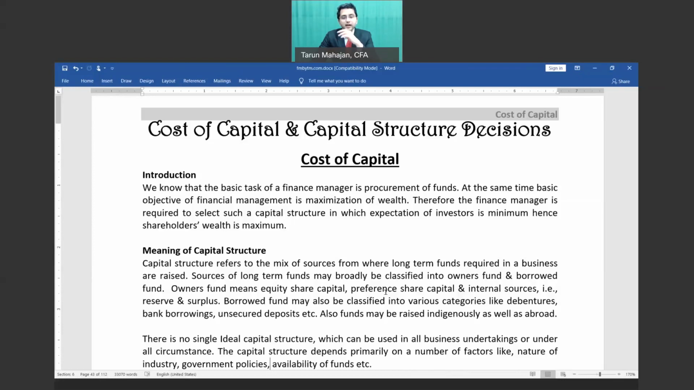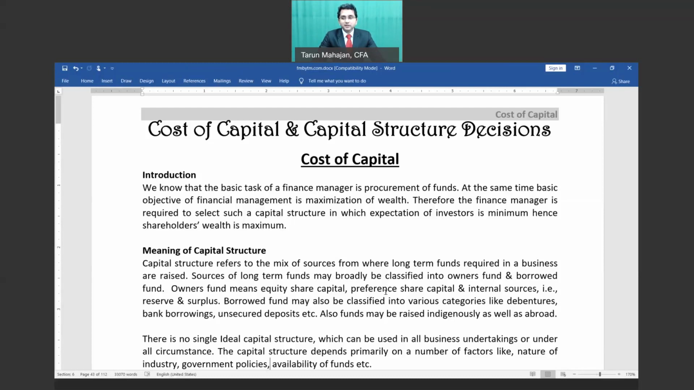Say I procure the entire amount of 10 lakh from equity shares. That is one capital structure. Or 5 lakh rupees of equity and 5 lakh rupees of debt. That is the second capital structure. Or say 4 lakh rupees of equity, 4 lakh rupees of preference, and 2 lakh rupees of debt. That's the third capital structure. So capital employed means the total amount invested in the business, and capital structure refers to the mix of various sources of finance within that capital employed.